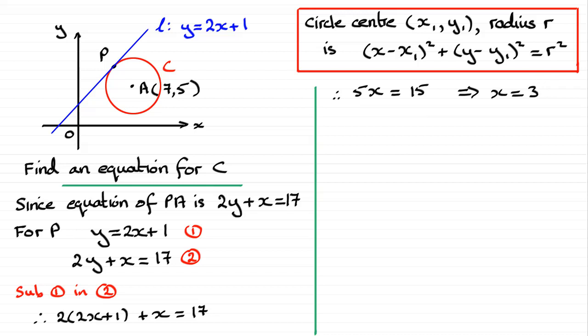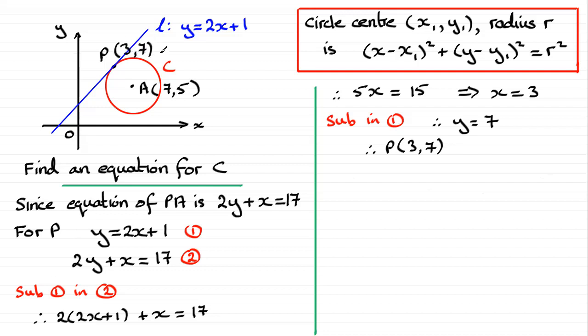Now I know that x is 3, I can substitute x equals 3 back into equation 1, say. And that will give me my y value. That leads on to y equaling 2 times 3, which is 6, plus another 1, that's going to be 7. So therefore, my coordinates for P are 3, 7. Now that I've got the coordinates of P, 3, 7, I'll just mark them on here.